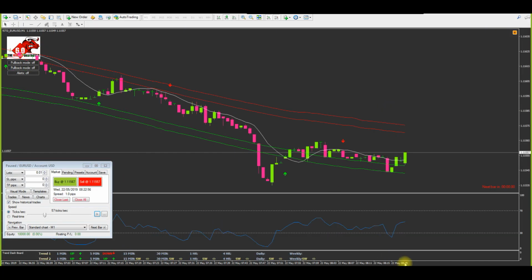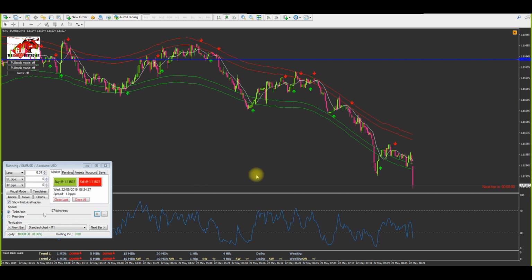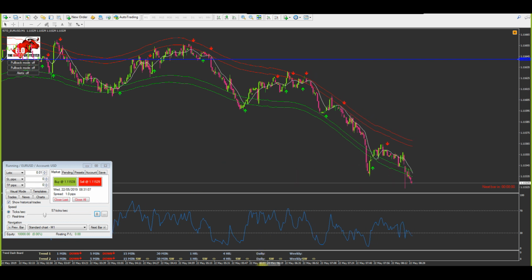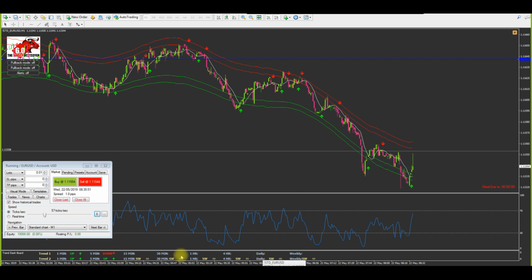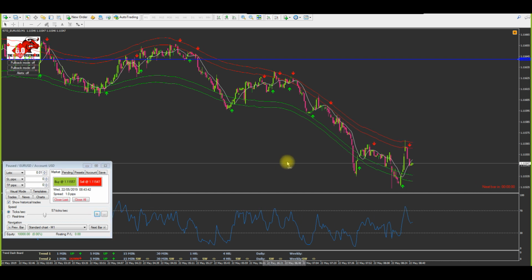Just notice the time now. We're going into London session. So there's going to be a lot of movement happening now. I'm going to zoom out. Okay, we continue down. Just have a look at the 5-minute charts. Stop. Okay. Would I take this trade?